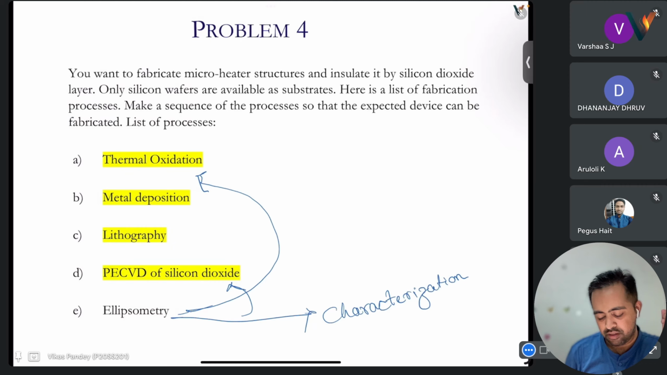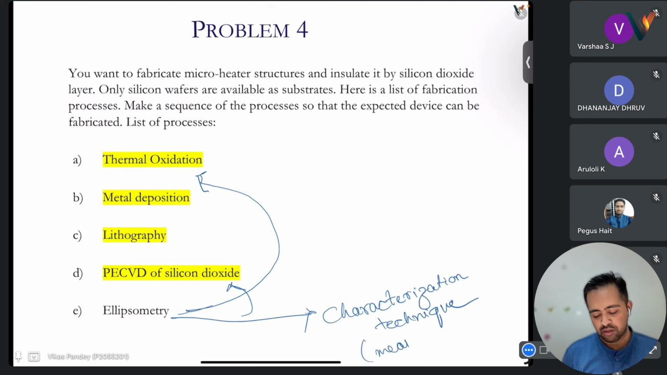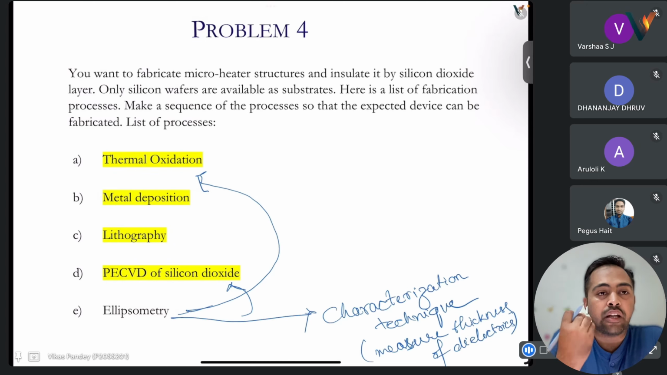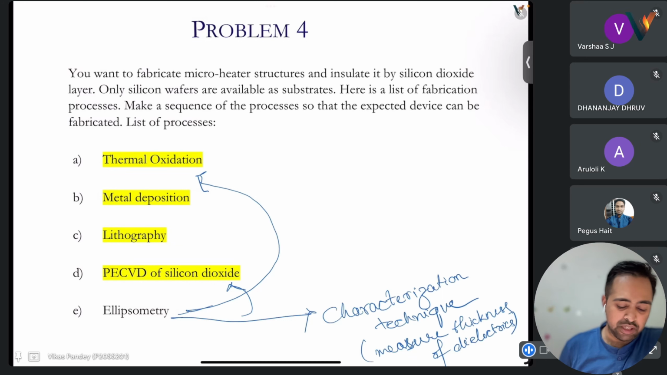And what is it used for? To measure thickness of mostly dielectrics. We cannot measure the thickness of metals using it since they are opaque in nature. But if there is a small, not perfectly transparent, translucent film, we can measure the thickness of it using ellipsometry.